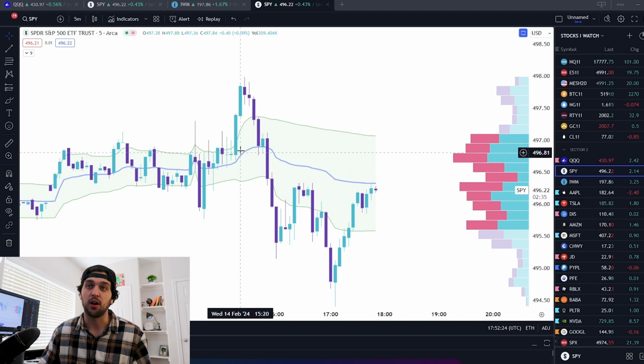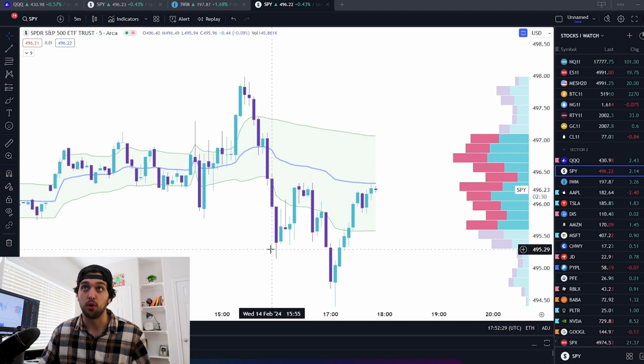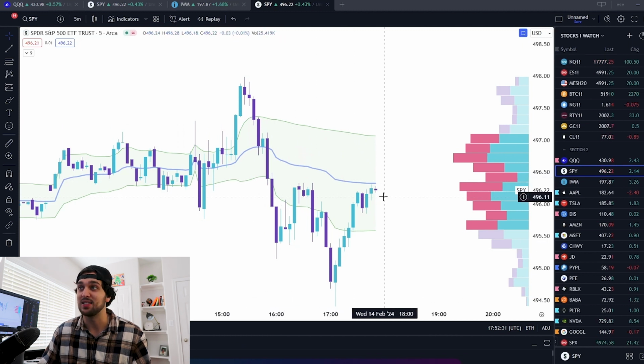We've used VWAP on SPY as a support a couple times. As you can see, we had a bull flag right here, and it bounced off of that, came back down, used it as a support, but then broke underneath it. Now it's using it as a resistance. So this one's very clear, very easy, very simple. That's what I'm trying to give y'all.